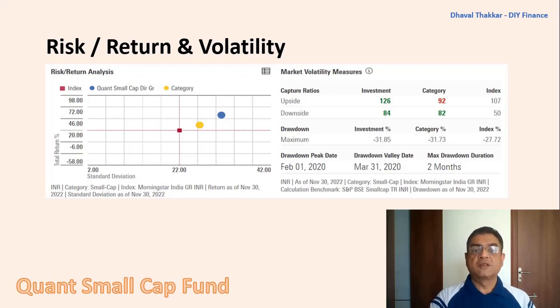Now let's see the risk return graph. Here, on x-axis, we have standard deviation, whereas on y-axis, we have total returns. It is very evident from the graph that the fund has higher total returns value with higher standard deviation as compared to the category average and the index, which indicates that the fund is able to generate better returns but with higher volatility as compared to both the index and the category. And this is quite okay for a small cap fund.